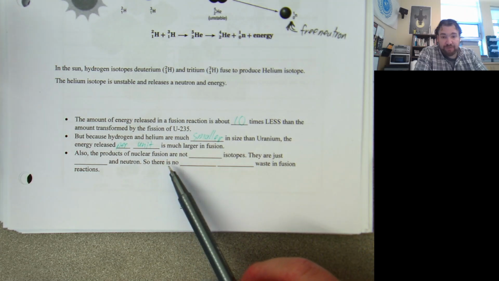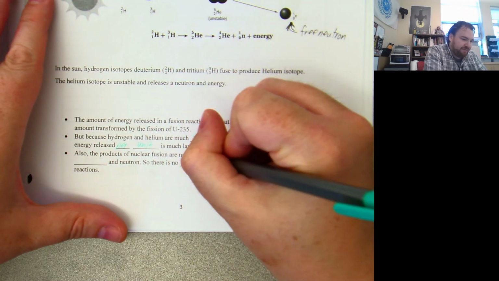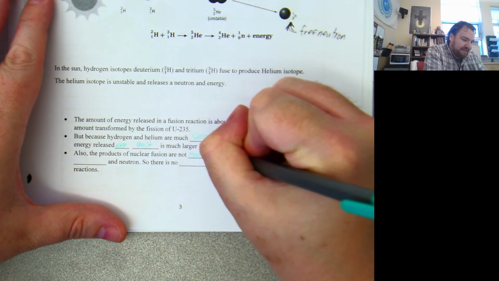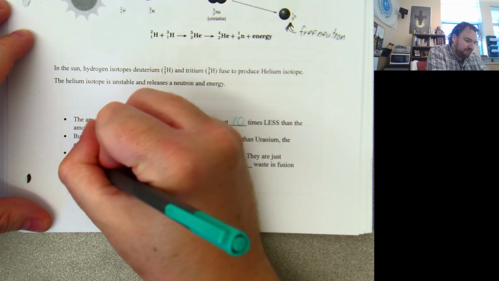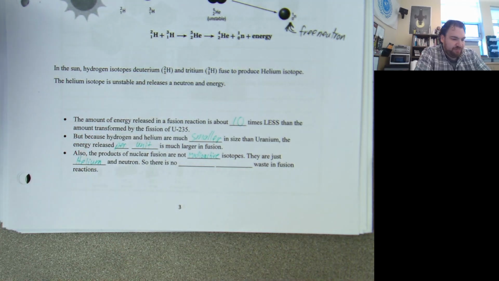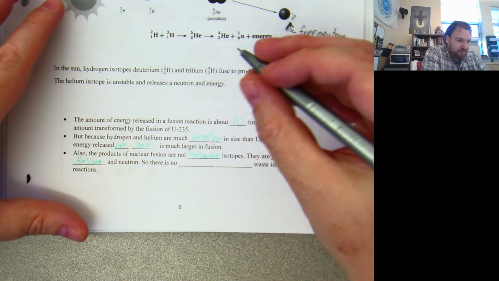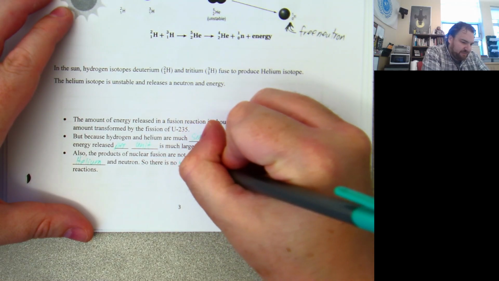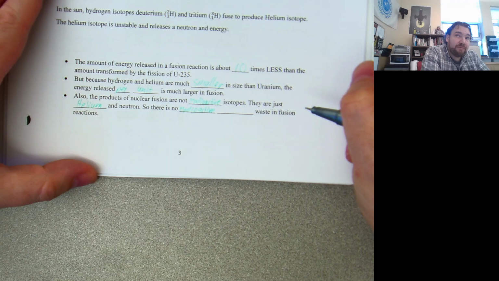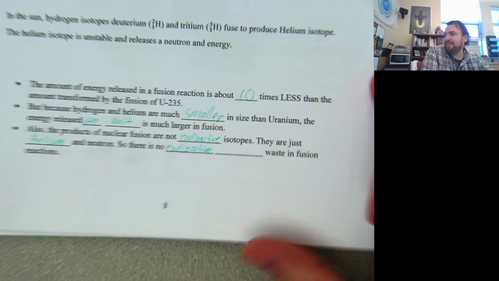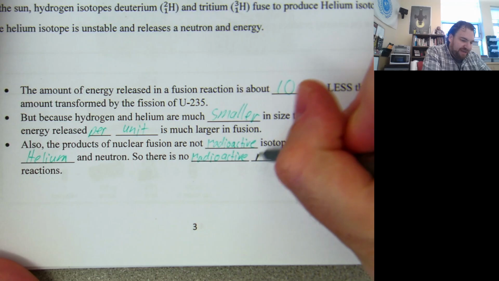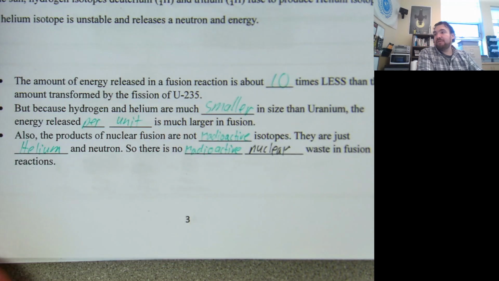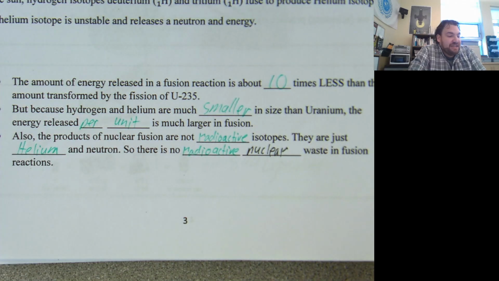Also, the products of nuclear fusion are not radioactive isotopes. They're just helium and a neutron. So there is no radioactive nuclear waste in fusion reactions. This is what we'd like to try and avoid, is the nuclear fission.